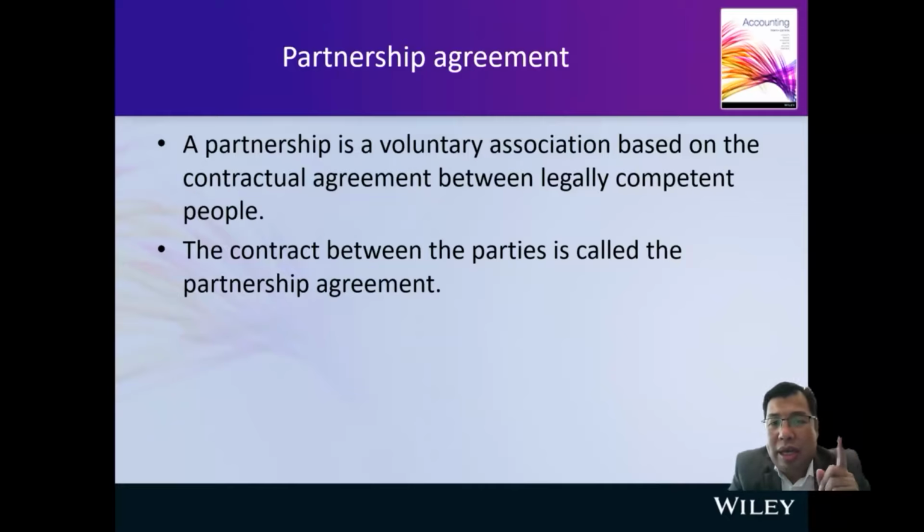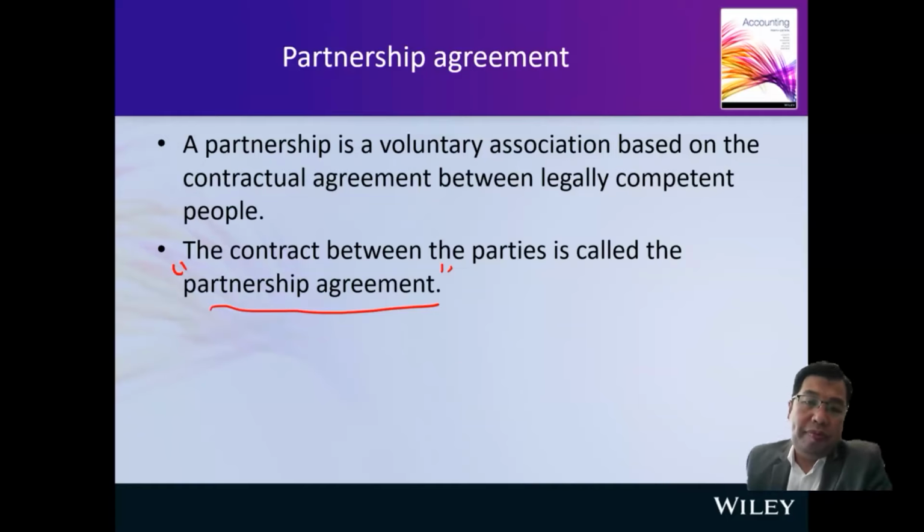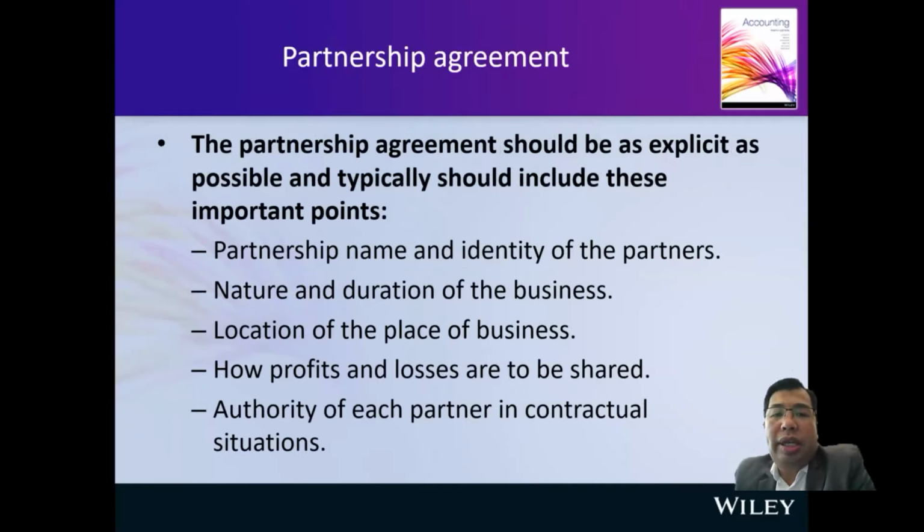So a partnership is a voluntary association based on the contractual agreement between legally competent people. The contract is called the partnership agreement. In case of any dispute between partners, they're not happy with each other, they got into a fight, we have to go back to the agreement and see what provisions were agreed in the agreement. So the partnership agreement should explicitly mention this.